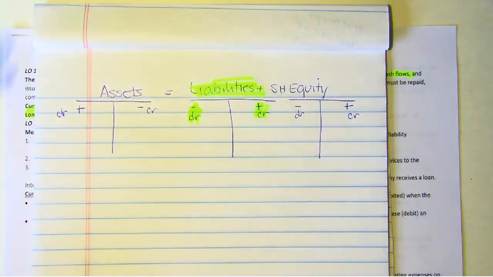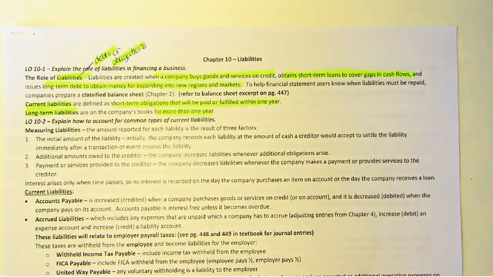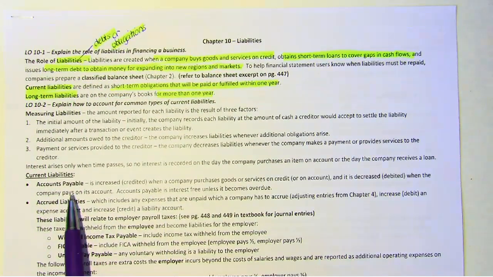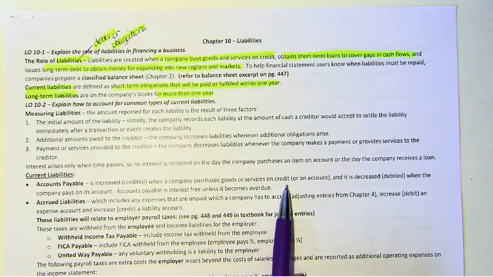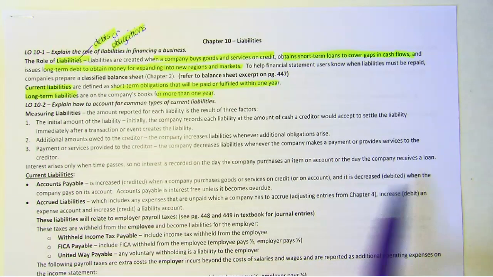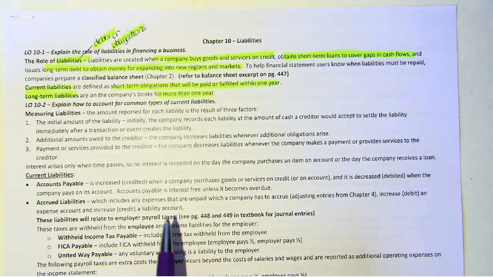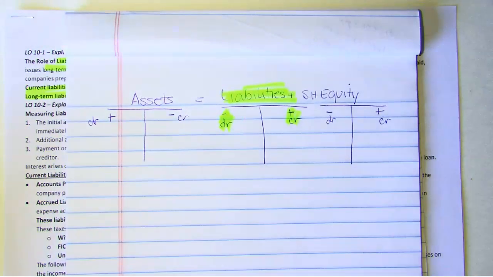So let's just take an example. Let's use accounts payable. Accounts payable is increased when the company purchases goods or services on credit, and it's decreased when the company pays on its account. And accounts payable is usually interest-free unless it becomes overdue, and then the company would have to pay financing charges.